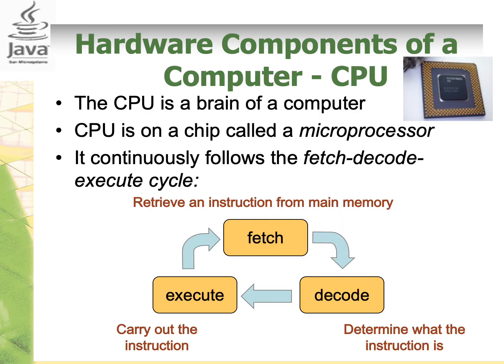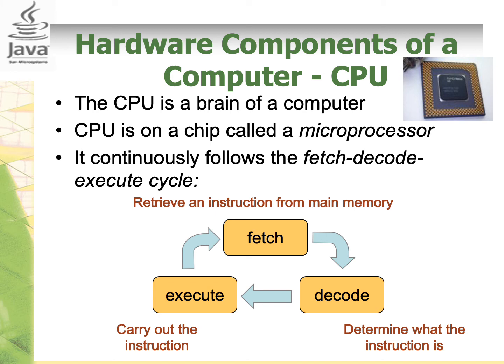Now let's look at the CPU. The CPU is the brain of a computer. It is on a chip called a microprocessor. Examples of well-known microprocessor brands include Intel, AMD, and Ryzen, where there are many varieties such as Intel Pentium, Intel Core i5, and Intel Core i7.